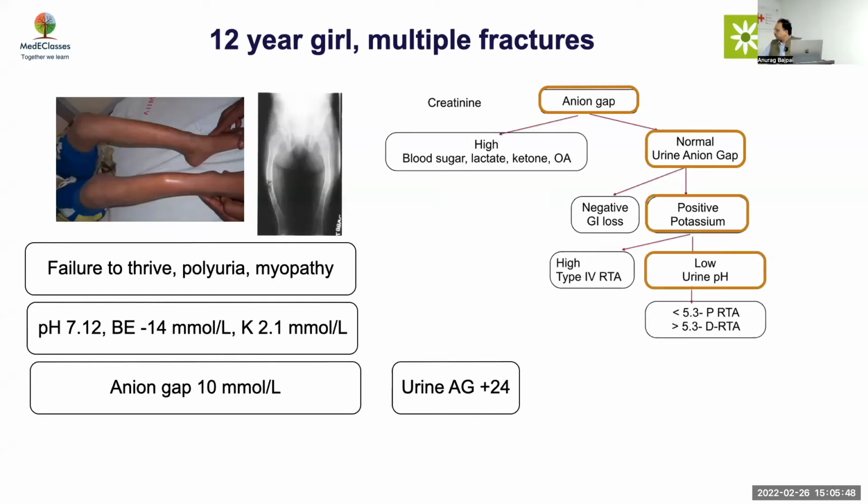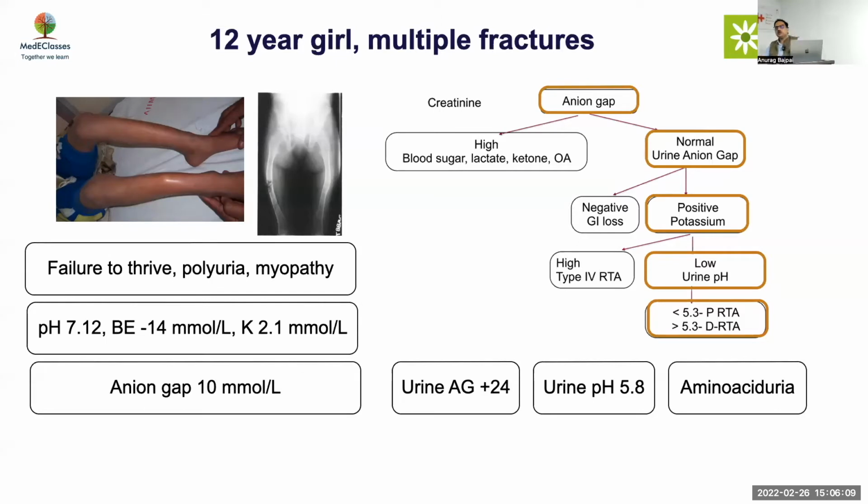The workup which was done showed that the urinary pH was 5.8, which is going in favor of distal RTA. So you have acidic blood, but the urine is still not acidified, so you're thinking of a distal RTA. But there was also aminoaciduria, which happens in proximal RTA. So is this proximal or is this distal RTA?